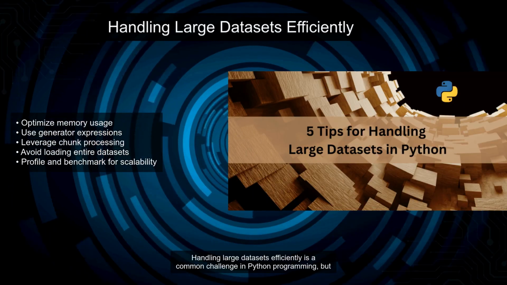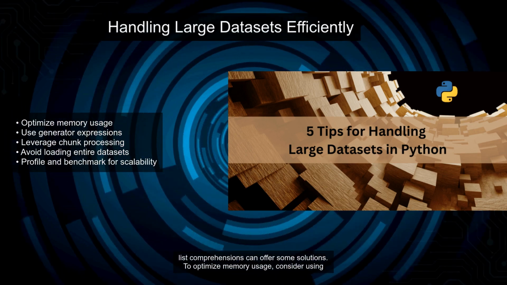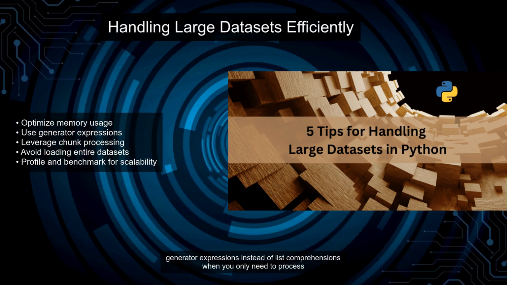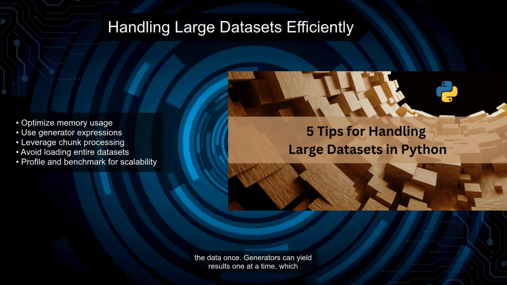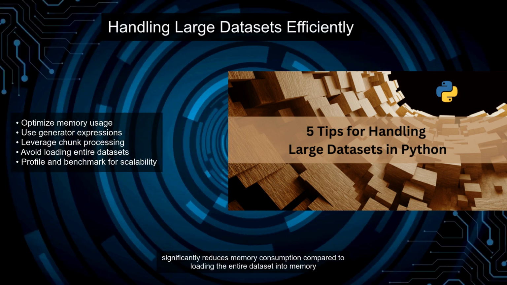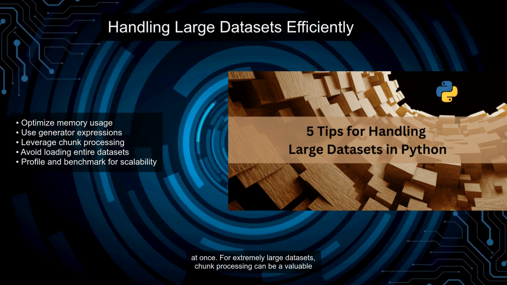Handling large datasets efficiently is a common challenge in Python programming, but list comprehensions can offer some solutions. To optimize memory usage, consider using generator expressions instead of list comprehensions when you only need to process the data once. Generators can yield results one at a time, which significantly reduces memory consumption compared to loading the entire dataset into memory at once. For extremely large datasets, chunk processing can be a valuable strategy.